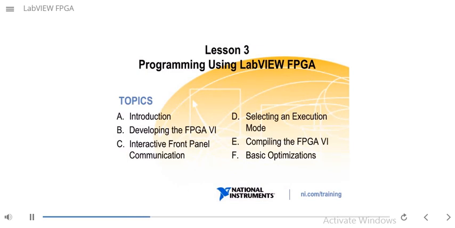Okay, so now let's start Lesson 3, Programming Using LabVIEW FPGA. First we'll start off with a quick introduction to FPGA again. Then we'll talk about how to develop the FPGA VI. We'll talk about how to use interactive front panel communication, and then we'll go to selecting an execution mode, where we can figure out whether we want to execute on the FPGA or simulate it. Then we'll go to compiling the FPGA VI and what happens in that process. And lastly, we'll talk about some basic optimizations that you should use as best practices when you're programming FPGAs.